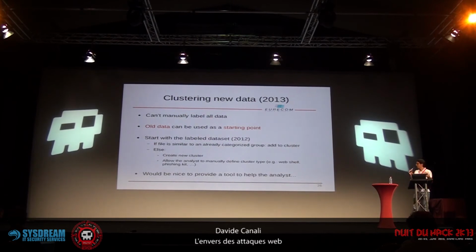So finally, the last part of our project is about clustering new data. We started our honeypots again this year, and of course, now we cannot manually label all data we collect. It's too much. We would need like 3-4 people full time on that. So we can use the old data as a starting point. What we do is we start with the labeled data set we labeled manually last year. And for every file we receive on our honeypots, if the file is similar to a group that has been already categorized, we add the file to that cluster. Otherwise, we just create a new cluster and allow the analyst to manually define the cluster type for that file.